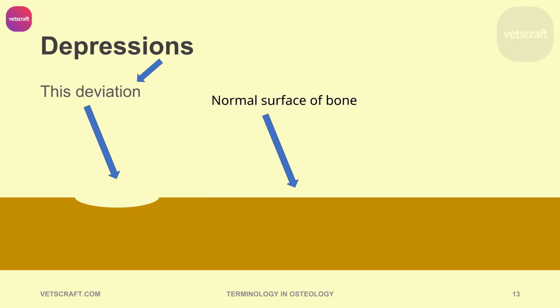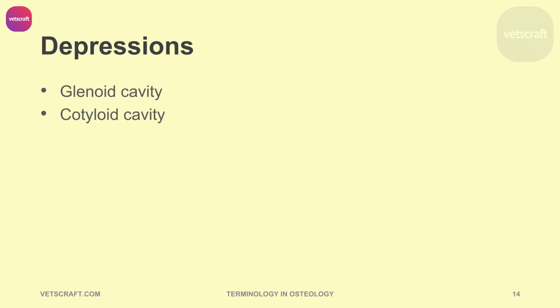Now let's see depressions of bones. These are any reduction type of deviation from the normal surface. You can see the arrow marks on this slide to understand the normal surface and a depression in a bone. Glenoid cavity is a shallow cup-like articular depression, but cotyloid cavity is a deep cup-like articular depression. The thing we have to keep in mind is that both cavities differ in the depth of the articular surface. Facet is a flat articular surface.